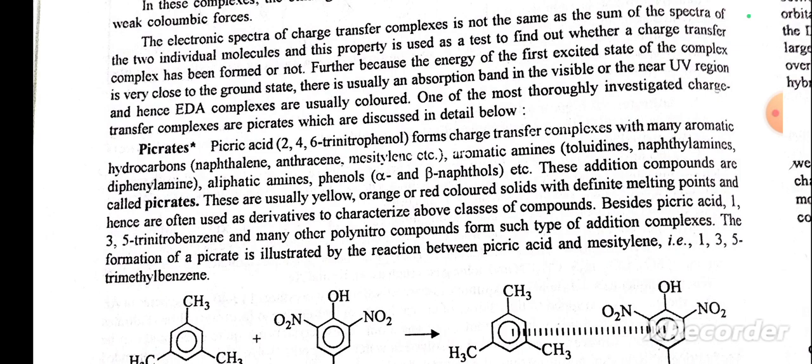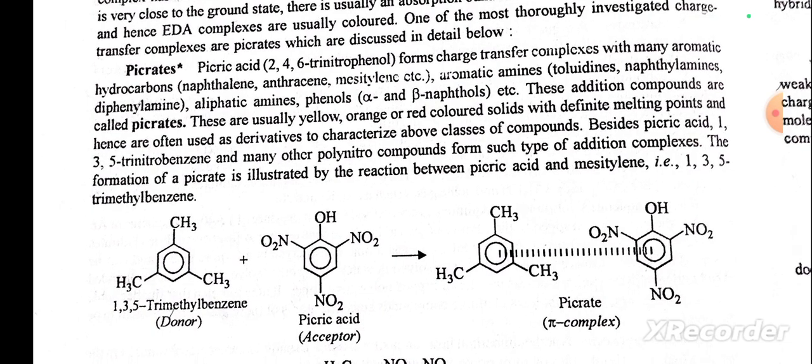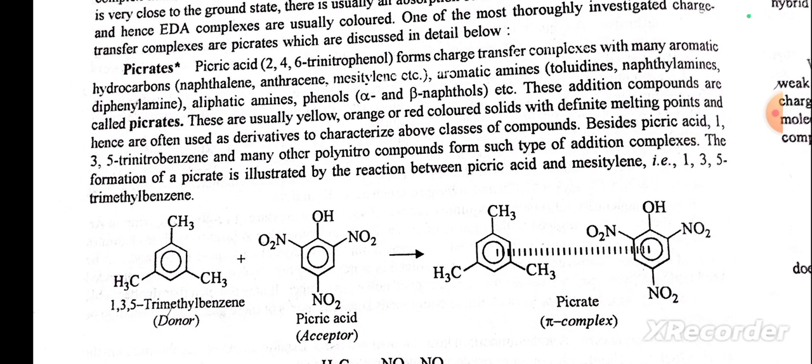One of the most often investigated charge transfer complexes is the picrate, which was discussed in detail before. Picric acid forms charge transfer complexes with many aromatic hydrocarbons, aromatic amines, aliphatic amines and phenols. These complexes are called picrates, and they are usually yellow, orange or red colored solids with definite melting points, and hence are often used as derivatives to characterize the above compounds.